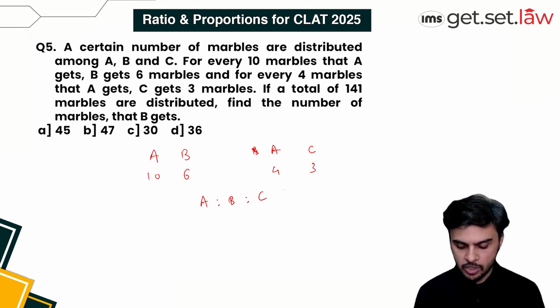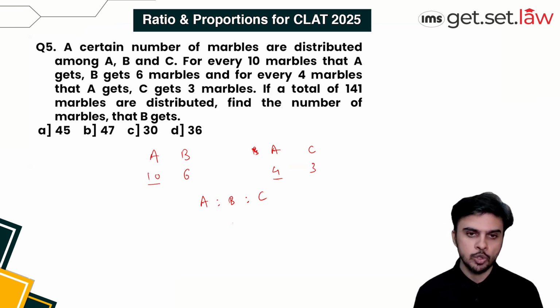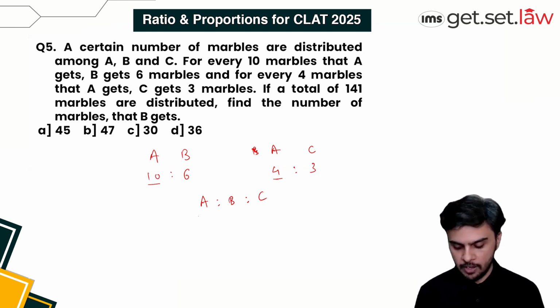So to calculate this, we will first check which is the common element. Common element is A in both the ratios. A is to B and A is to C. So common ratio is A. Common element is A. 10 and 4. We'll take the LCM of 10 and 4. LCM of 10 and 4 is 20.